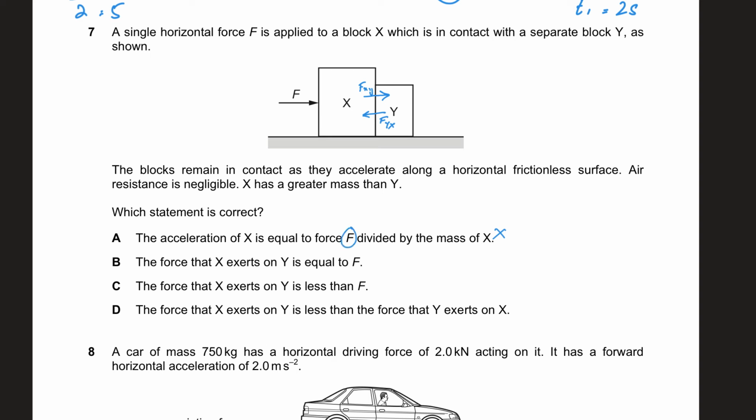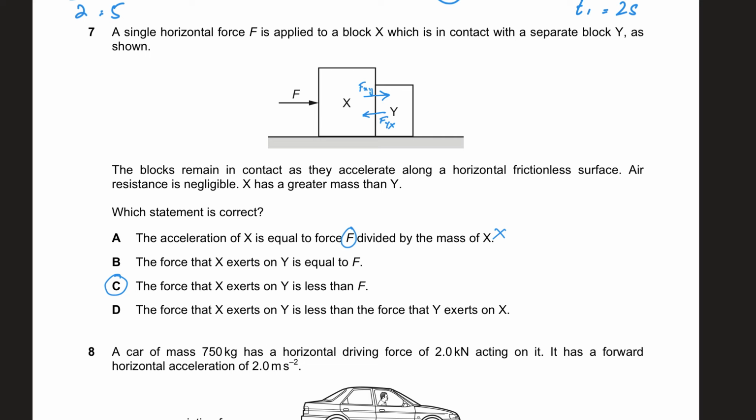You can use F to get the combined acceleration of X and Y, but then you'll have to divide it by the mass of X and Y. Part B says the force that X exerts on Y is equal to F. So the force that X exerts on Y cannot be equal to F. Why? Because the two blocks have the same acceleration. So if the force on Y is equal to F, the acceleration of Y would be greater. So that's incorrect. C says the force that X exerts on Y is less than F. This is correct. It will be less than F.